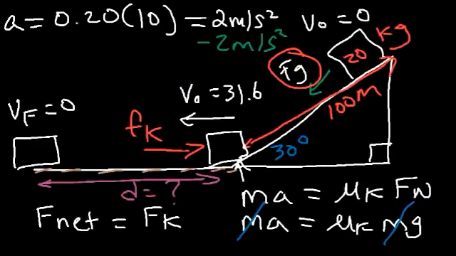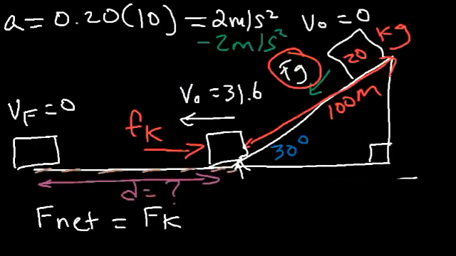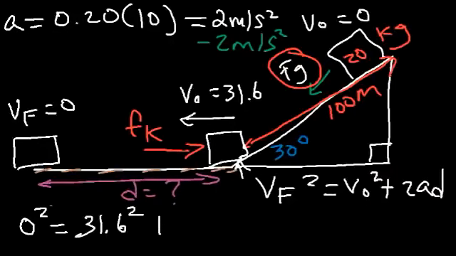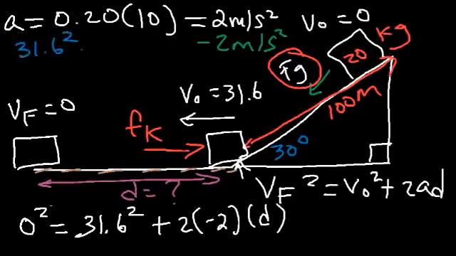Now that we have the acceleration, what equation can we use to find the stopping distance? The equation that we need is the same one. It's v final squared is equal to v initial squared plus 2ad. We're just looking for d in this particular problem. So the final speed is 0. The initial speed is 31.6 squared plus 2 times a negative acceleration of 2 times the distance which we're looking for. So right now what we have is 31.6 squared minus 4d is equal to 0.